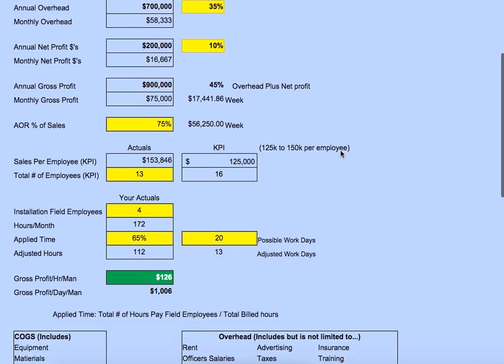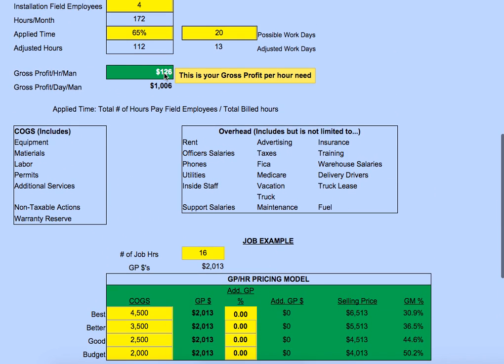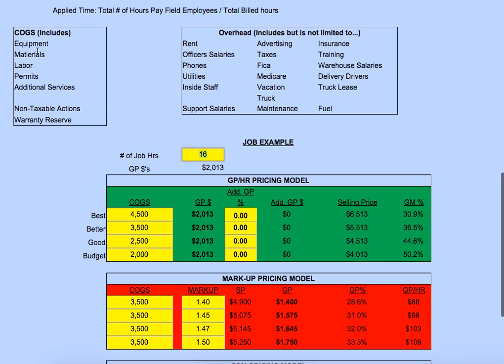Okay. Now, when you come down here, let's say that we did have that $126 an hour, and we had a 16-hour job. That's 2 guys for 8 hours. So when we look at this, the 2013 is going to be what's going to drive the price. So the 2013 plus the cost of goods sold, which is what is right here, equipment, materials, labor, permits, additional services. When I add those two together, I get my selling price. And you notice that the gross margin goes up as you go down in the lower end products.